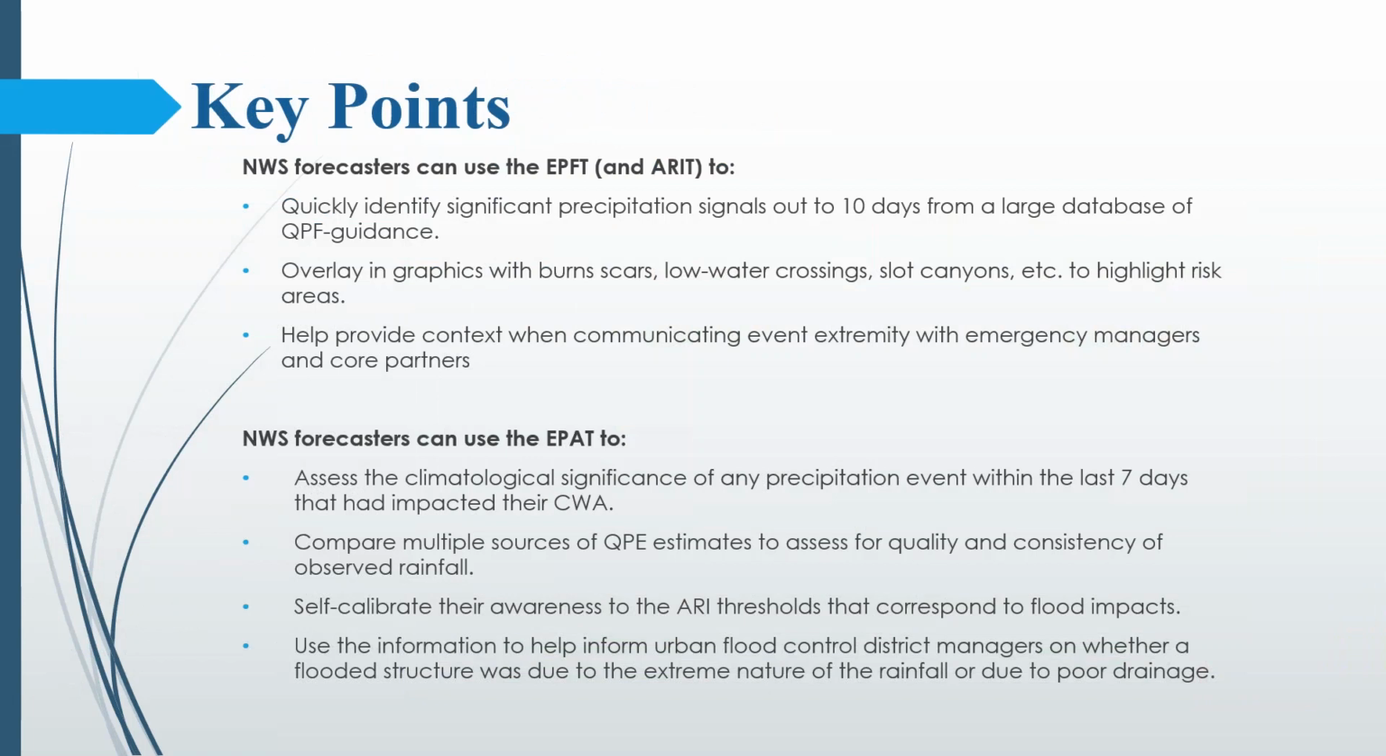So key points, just to wrap up. NWS forecasters can use the EPFT to quickly identify significant precip signals out to 10 days. And depending on how much guidance you have coming into your office, you have a large database of guidance. I know that some offices have overlaid this information with burn scars and low water crossings to be able to highlight higher risk areas. And more than anything, if you're using this terminology with core partners who are familiar with ARIs, it helps to communicate event extremity.